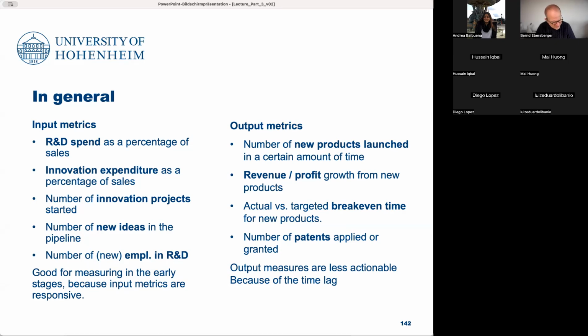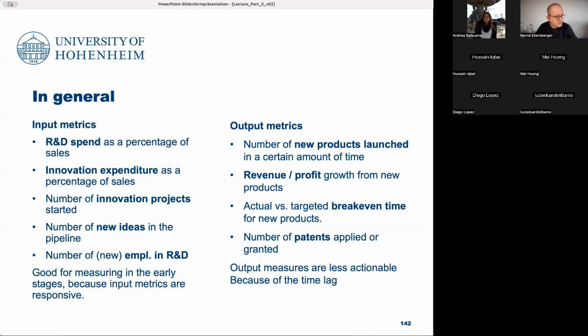So when you look at empirical analysis in the field of innovation management, or in the field of innovation economics, you will certainly run into some of these metrics over and over again.